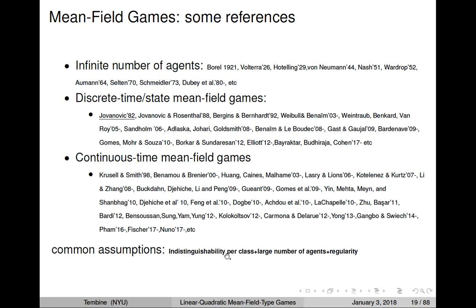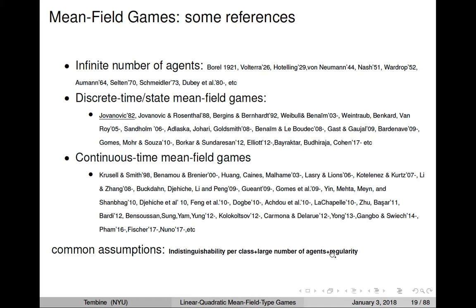And I want to summarize here briefly. Okay, indistinguishability per classes, large number of agents and regularity assumptions are made in all the references here. Now, of course, you could extend this indistinguishability per class and extend even beyond that, pairwise indistinguishability, 3, 4, 5, 6-wise indistinguishability, and so on. And a large number of players, well, for systems that are small, we need a theory. So use the idea of mean field game, but use it in the finite number of agent case. And then you want to know what is the error between the mean field game solution and the finite agent solution.